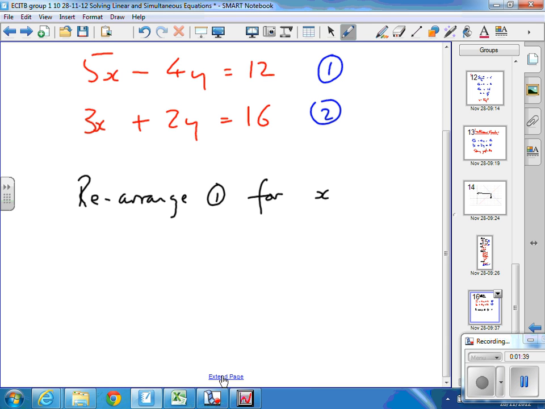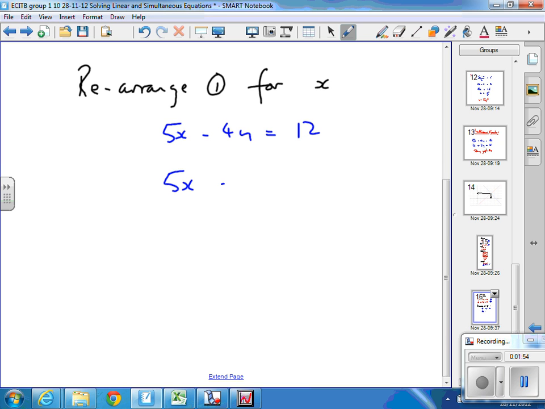5x minus 4y equals 12. This is like a formula now. I'm after getting x on its own. What's the first thing to do? Plus 4y to both sides. 5x equals 12 plus 4y. Now what do I do to get x? Divide by 5. x equals the right hand side, to show it divided by 5, the easiest thing to do is just take the whole thing and divide it by 5. So all divided by 5.